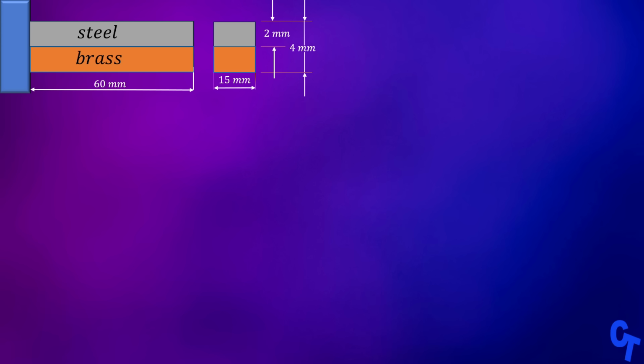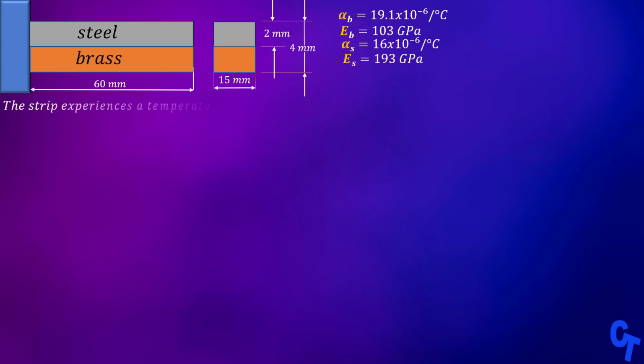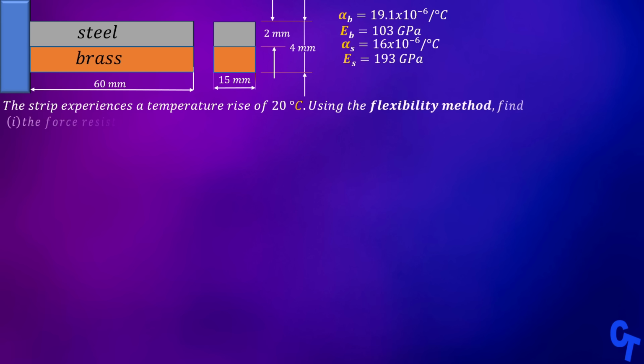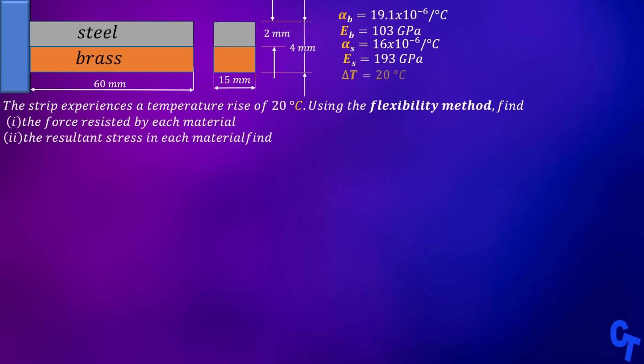We are given a cross-sectional view of the bars, which means we can calculate their respective areas. First, we are going to write the given data, starting with the coefficient of thermal expansion for each material. We are also given the modulus of elasticity and temperature. You can see that the length of steel and brass is the same. The area is obtained by multiplying the length by width. You have to take note of units. I want all my units to be in meters, so I'm going to change square millimeters to square meters by multiplying by 10 to the power -6.